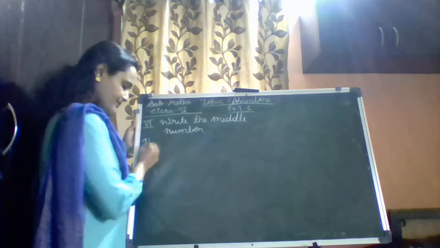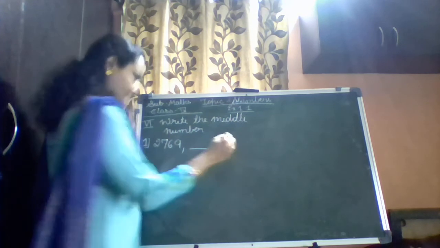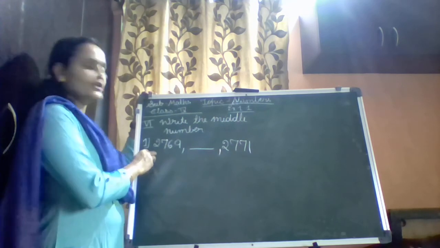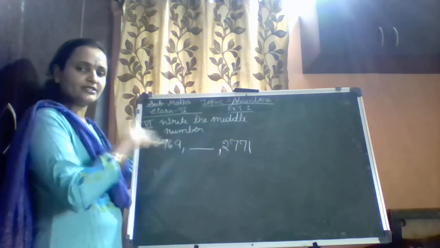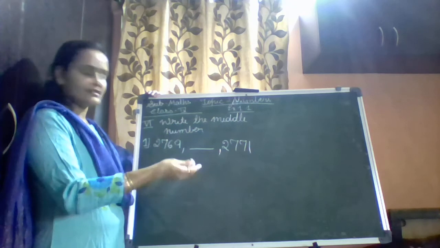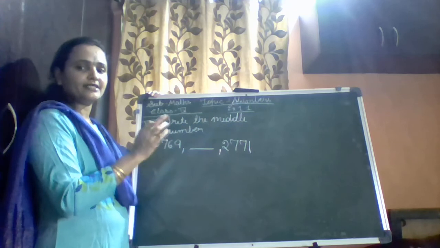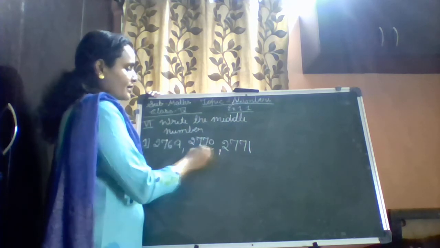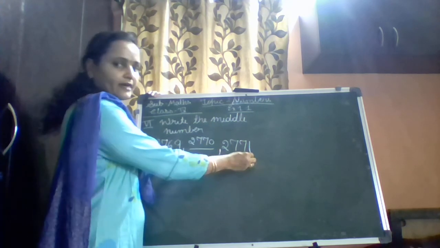The first one, 2769 dash 2771. Okay. So now how do you read this? After 2769, the next number would be 2770. The next number would be 2771. So what would be the middle number? 2770. This 70 will be the succeeding number of 69. 70 will be the preceding number of 71.